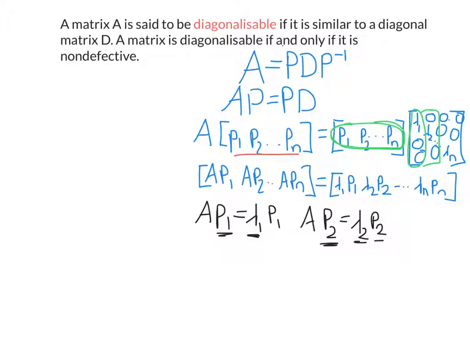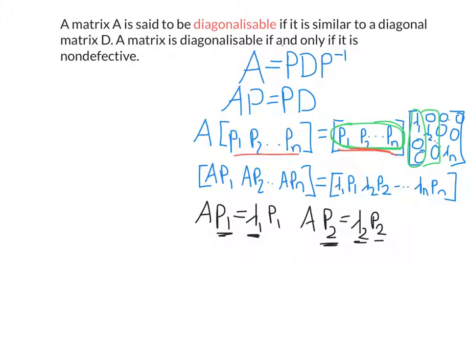Hopefully now you also see why a matrix is non-diagonalizable if it is defective. Because if we tried this process, that would mean that if A is an n by n square matrix, it would not have n linearly independent eigenvectors. So that means the columns of P, if we tried to set it up like this, would not be linearly independent, and P would not be invertible. And of course, you need P to be invertible for this similarity transformation.